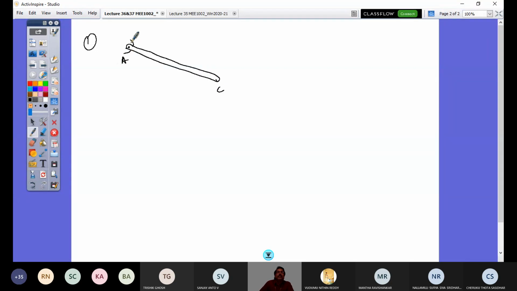It's not a fixed point. It is a hinge joint. It's not a welded point, so it's a hinge point. So this AC can rotate about this point A. This is a hinge point.